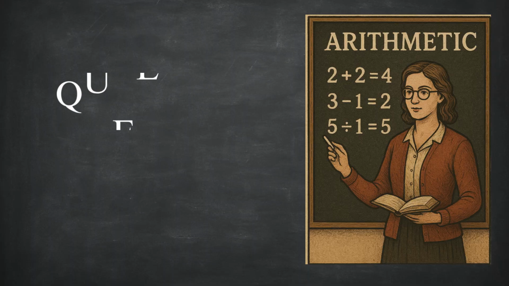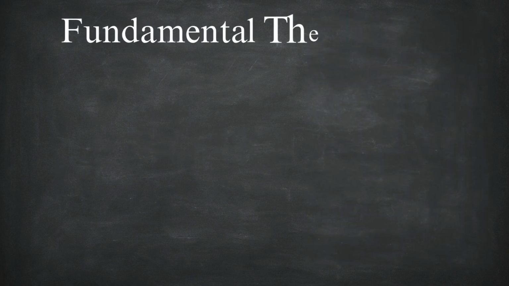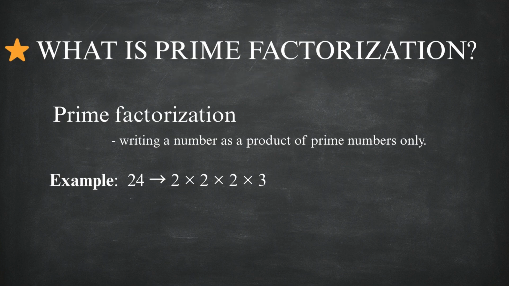Arithmetic is often called the queen of mathematics, and one of its most important ideas is this: every number can be broken down into prime numbers. This idea is called prime factorization. Let's understand this with an example.